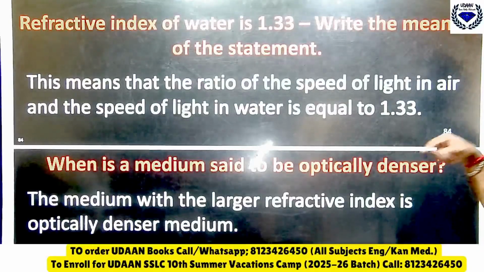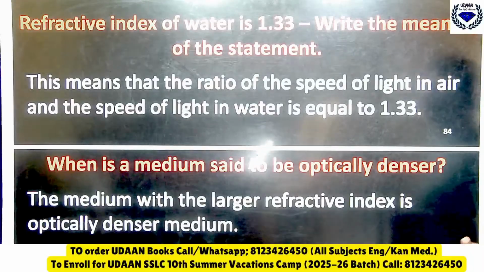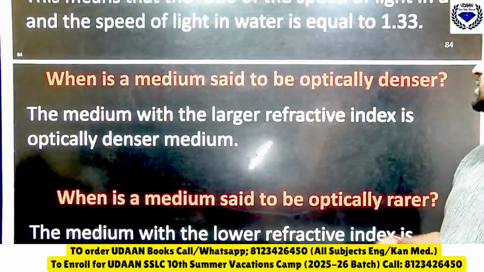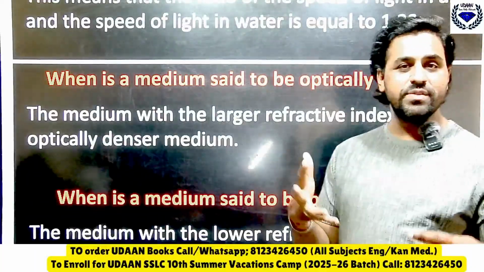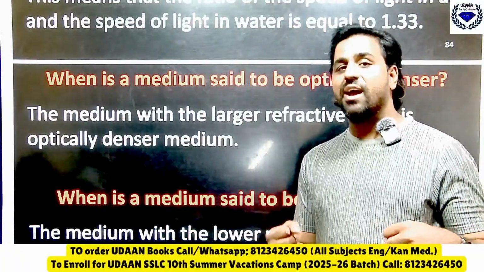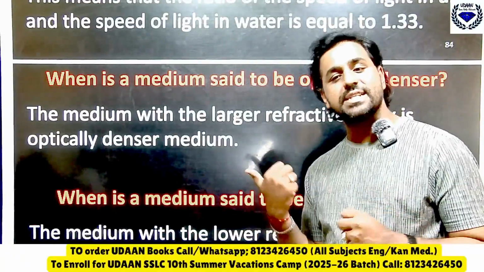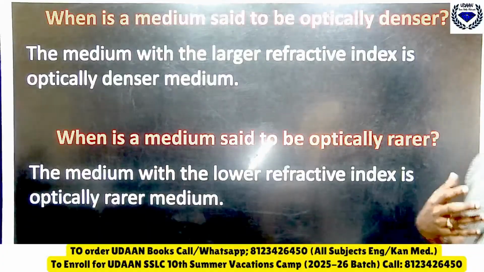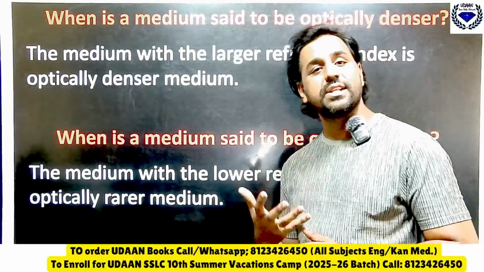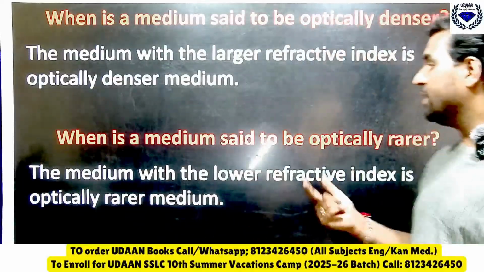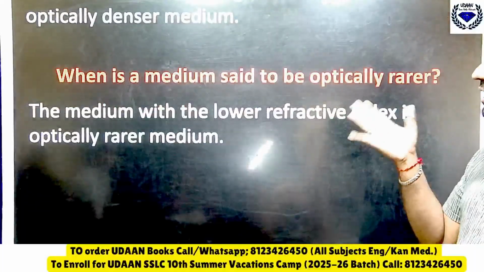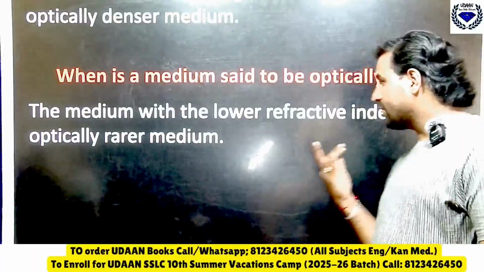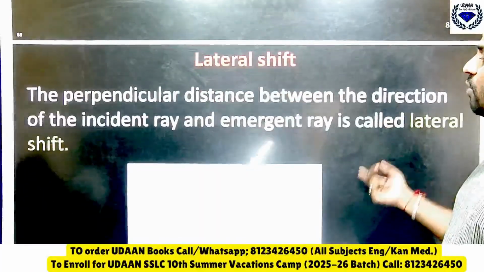This means that the ratio of the speed of light in air to the speed of light in water is equal to 1.33. Okay, then what is a medium said to be optically denser? The one which has a higher refractive index and less speed, we call the optically denser medium. The medium with the larger refractive index, we call the optically denser medium. When the medium has a lower refractive index, it is said to be optically rarer, we call it the optically rarer medium.